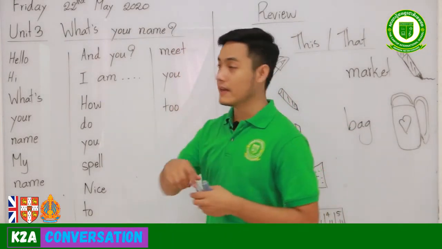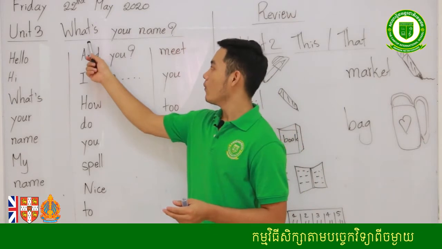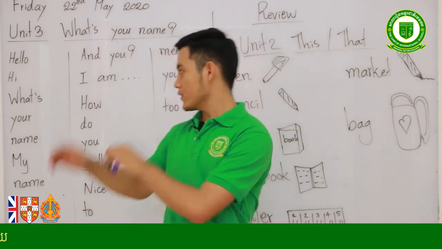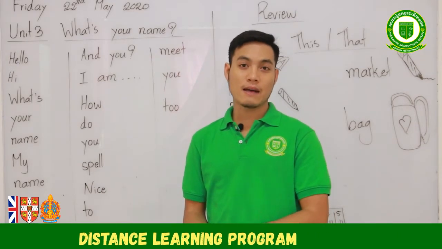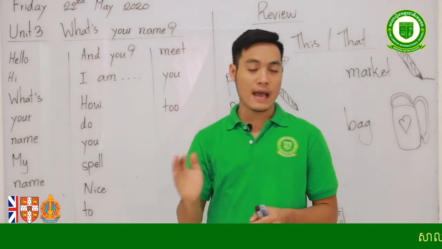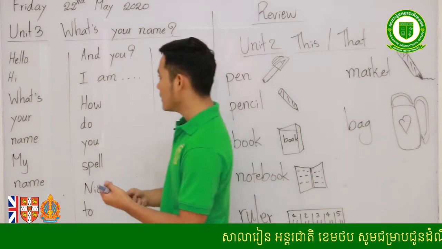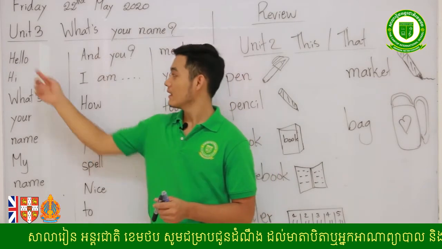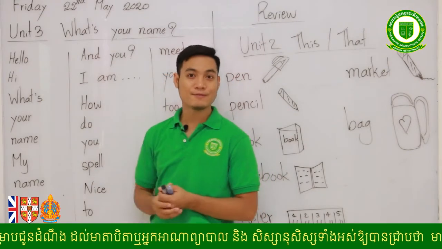Class, read this: what's your name? Together, what's your name? Again, what's your name? I want you to learn new words first, keywords, before we go to our conversation. Everyone repeat after the teacher and try to read more at home. Now we start our reading. This one is hello. Hello. This means that when you see somebody, you say hello.